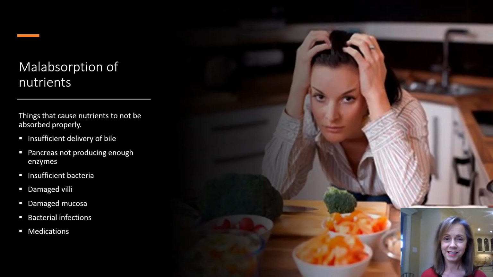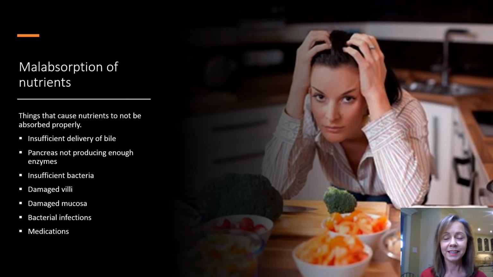Malabsorption of nutrients: things that cause nutrients to not be absorbed properly. So, insufficient delivery of bile. As I've just mentioned, bile is needed for good fat digestion. Without enough of it, the stool may be too fatty because the fat didn't get absorbed. The pancreas not producing enough enzymes. When there aren't enough enzymes to break apart the macronutrients, they don't break down into single molecules. Instead, they're clumped together into big molecules.